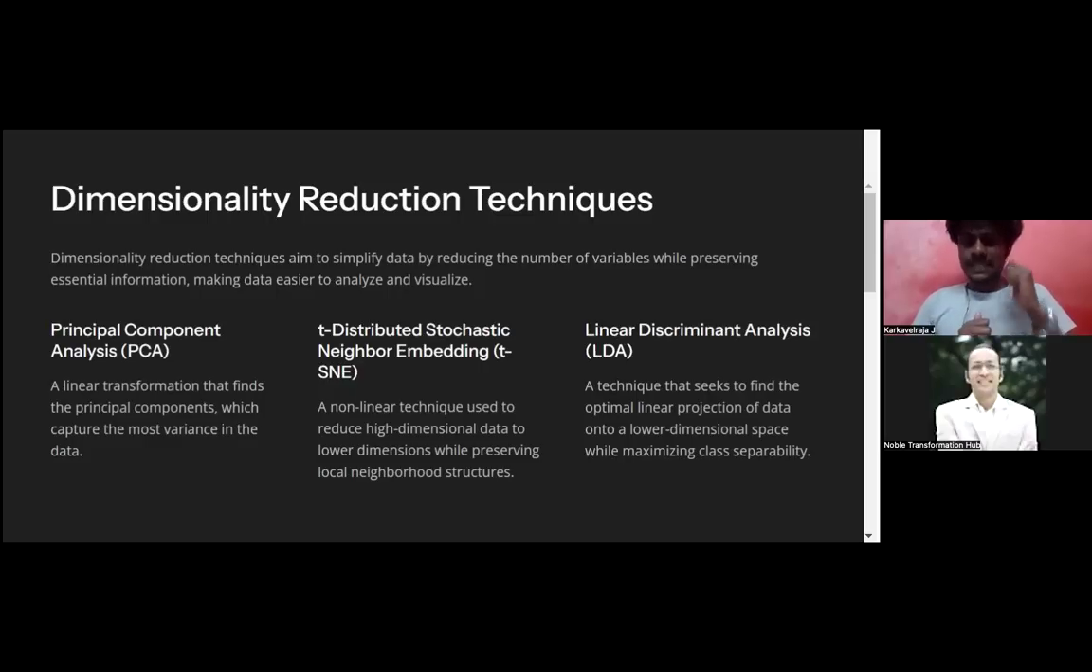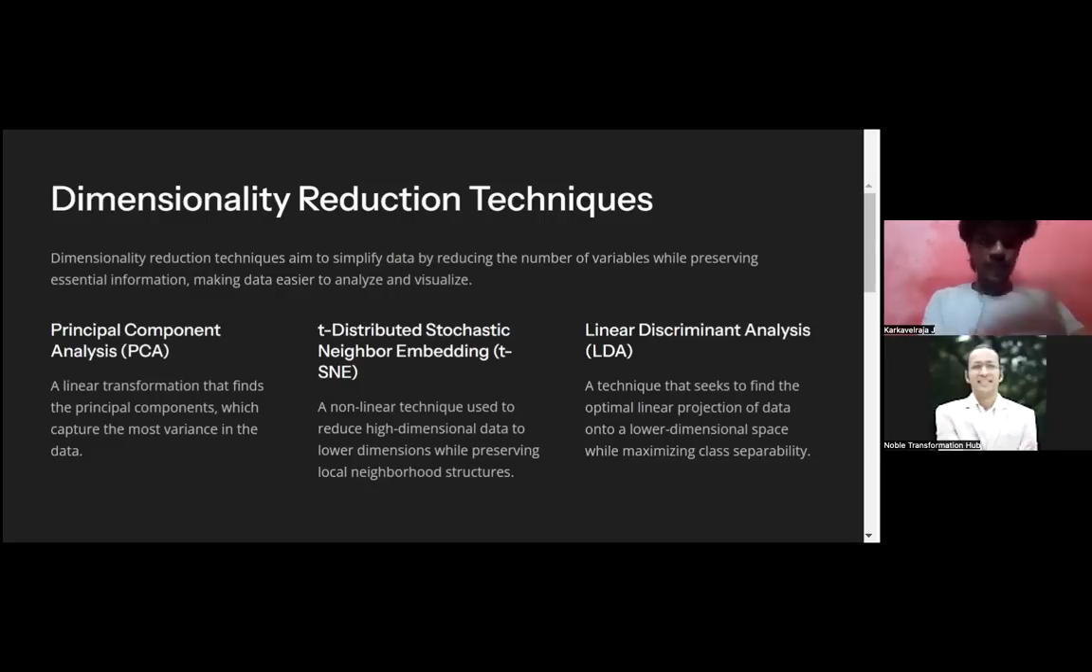LDA is linear discriminant analysis. It's a technique that seeks to find an optimal linear projection of data onto a lower dimensional space while maximizing class separability. I will say one thing: LDA tries to fit a line so that the classes become widely distributed. There is a wide range of distance, the maximum distance between two different classes. That is LDA. Now I'll put things very simply. Dimensionality reduction means going from high dimension to lower dimension. For example, 10 features to only 2 or 3 features, and those 2 or 3 features should represent the 10 features.